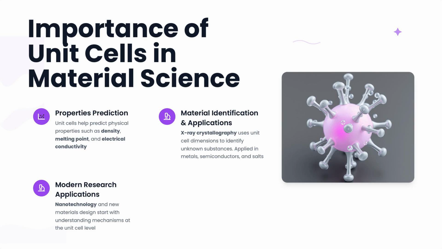Unit cells are fundamental building blocks in material science that serve multiple critical purposes. They allow scientists to predict important physical properties like density, melting point, and electrical conductivity by analyzing the atomic arrangement. X-ray crystallography techniques rely on unit cell dimensions to identify unknown materials, making them essential for material characterization. These concepts are widely applied in studying metals, semiconductors, and salts. In modern research, understanding unit cell mechanisms is the foundation for nanotechnology and designing new materials with specific properties.